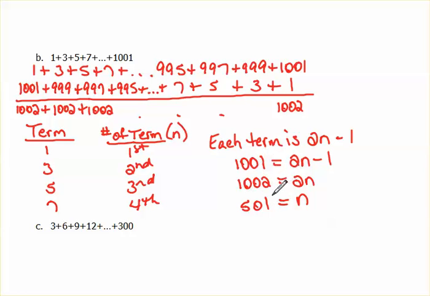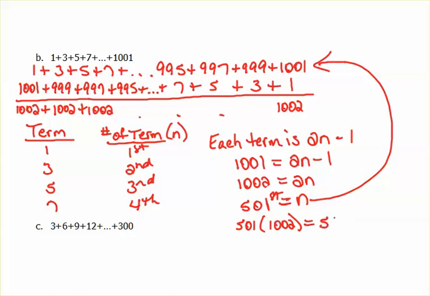So 1001 is the 501st term. So that's telling us that we have 501 pairs of 1002. If we multiply that together, we get 502,002. But remember, that's twice as many as we should have. So I need to divide that by 2 to get, and I'm running out of room here, 251,001.